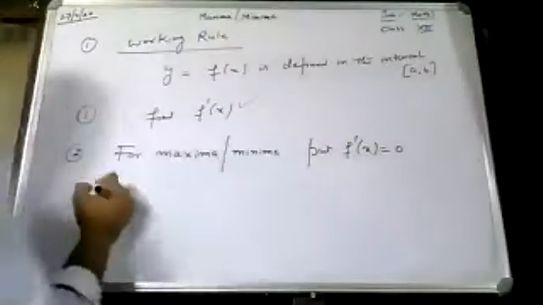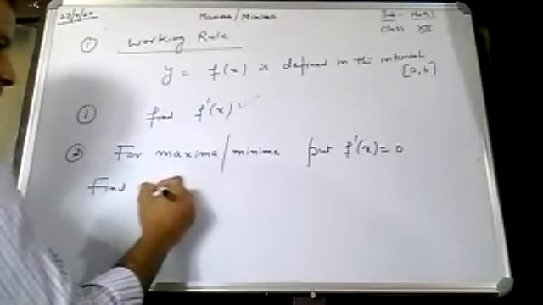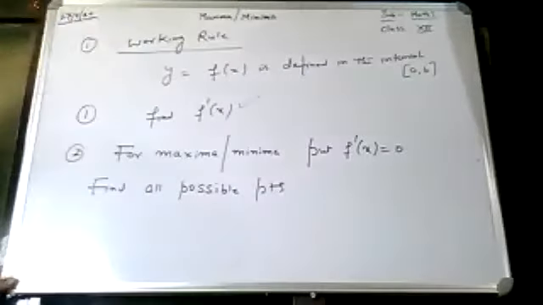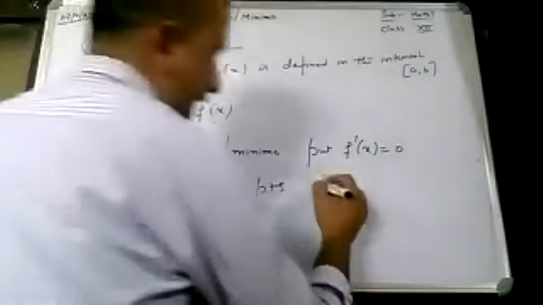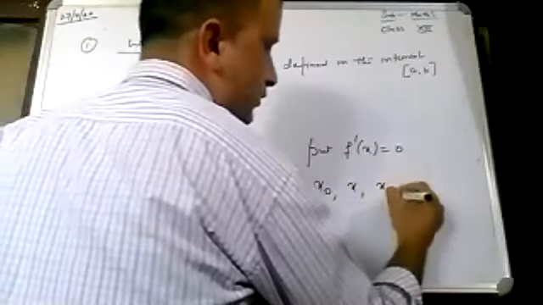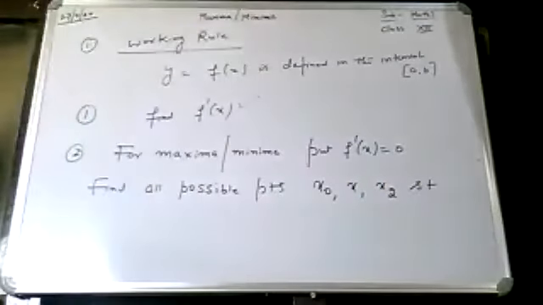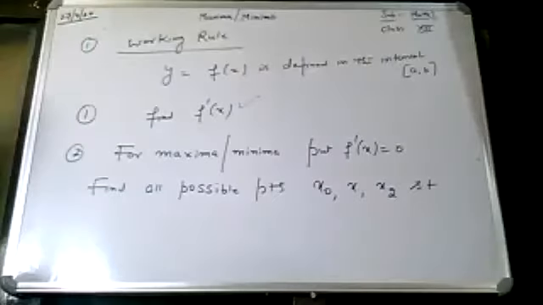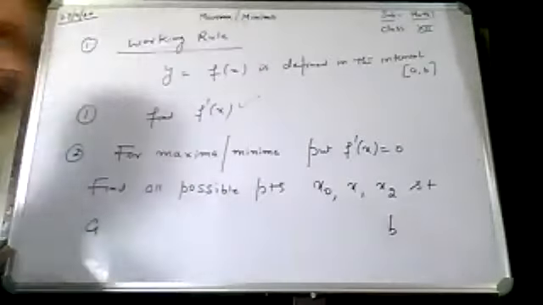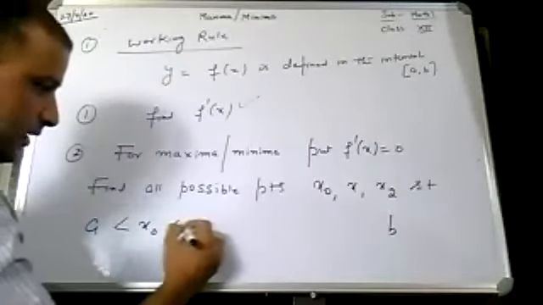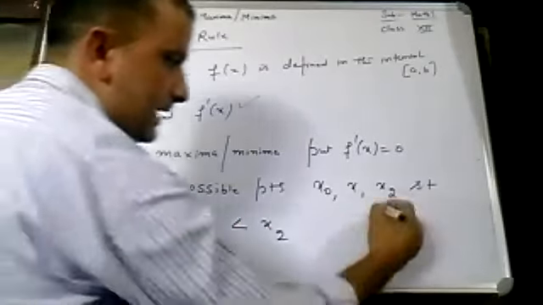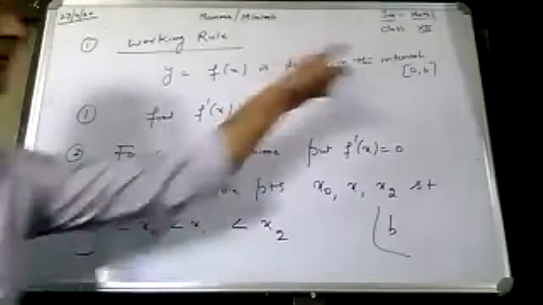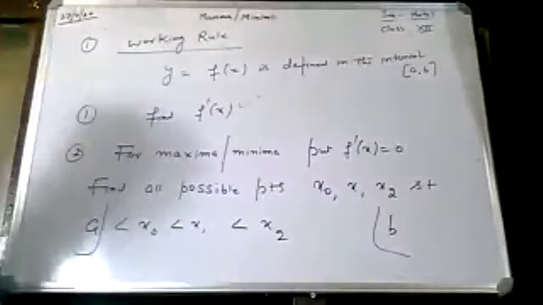Then find all possible points x0, x1, x2 such that the points lie between the interval a and b, that is a is less than x0, less than x1, less than x2, less than b. So these points belong to the given interval. Given interval means whatever interval is given.